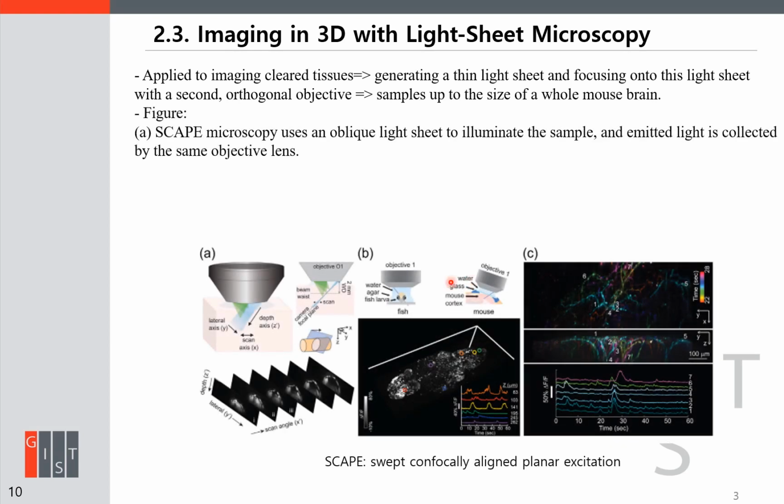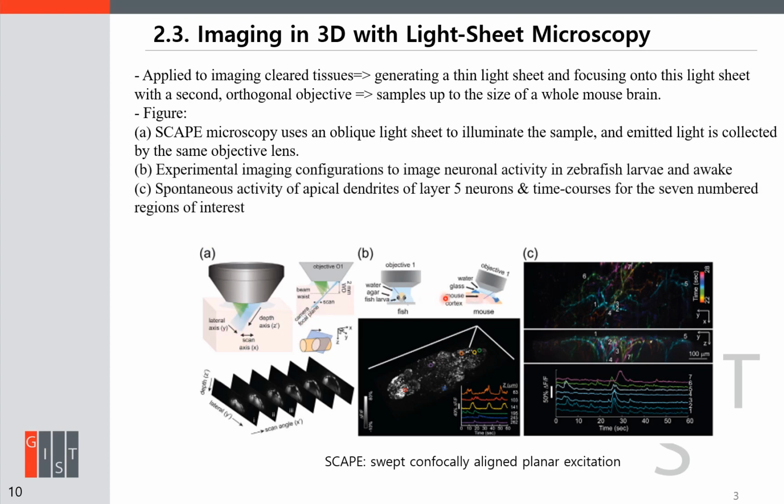The figure below here, part A, is the scaled microscopy. It uses an oblique light sheet to illuminate the sample, and emitted light is collected by the same objective lens. Figure B is the experimental imaging configuration to image the neural activity in zebrafish larvae and awake mice. Figure C is the spontaneous activity of apical dendrites of layer 5 neurons and the time course of 7 regions of interest.